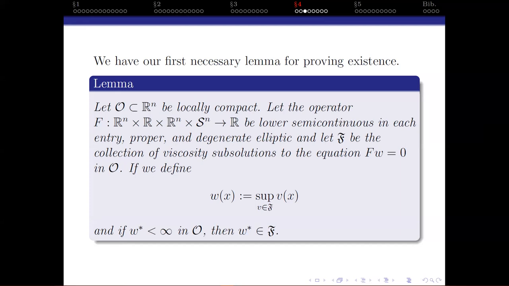And what we're going to do is let 𝓕, little funky f here, be the collection of all viscosity subsolutions to the equation F(w) = 0 in O, where O is just locally compact. We're going to define w to be the supremum of all of the functions in the family 𝓕. And it turns out that if w*, the upper semi-continuous envelope of w, is finite in O, then it also is going to be a viscosity subsolution.